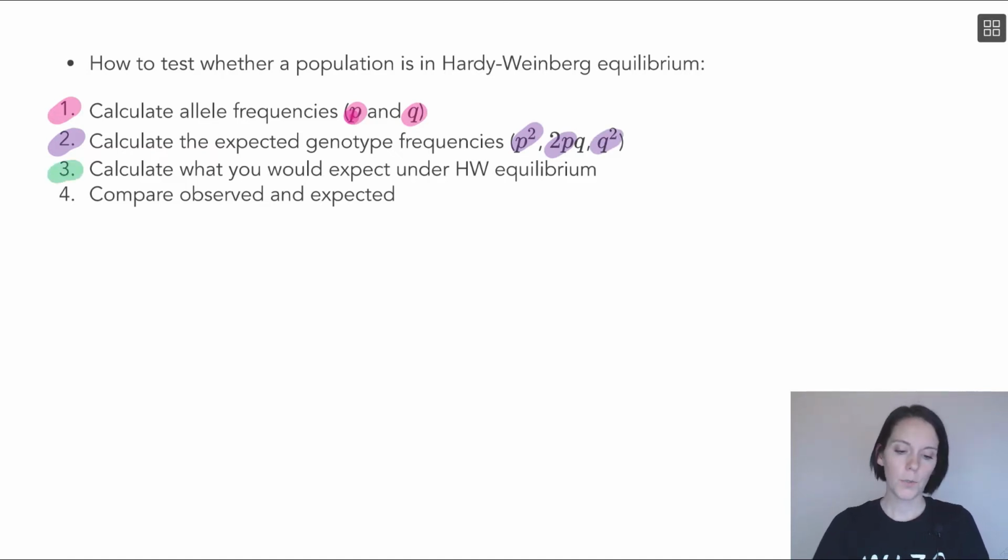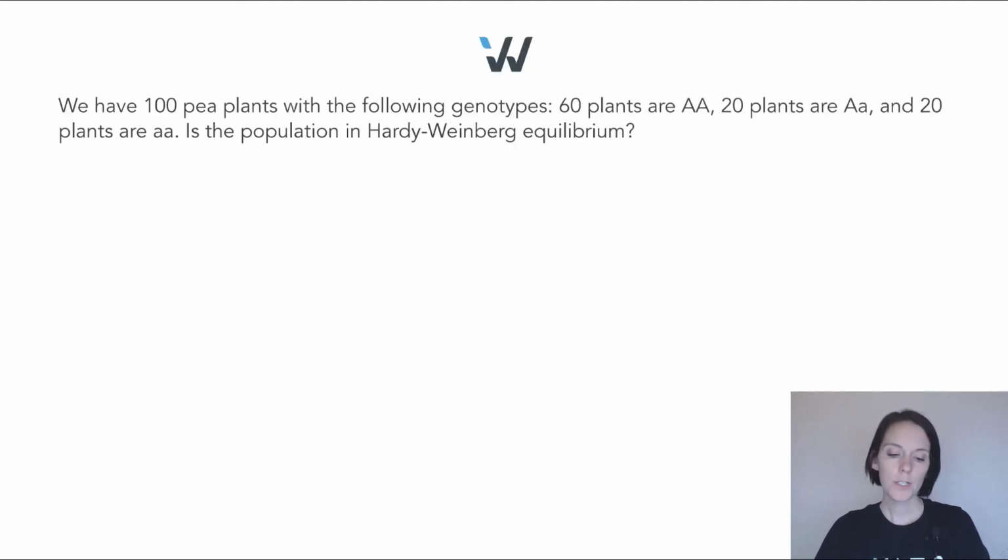Then we are going to calculate what we would expect under Hardy-Weinberg equilibrium, and then compare the observed with the expected. So in the next couple videos, we'll do an example where we go through practicing these 4 steps. This question says we have 100 pea plants with the following genotypes: 60 that have the big A big A genotype, 20 have big A little a, and 20 have little a little a. Is the population in Hardy-Weinberg equilibrium?